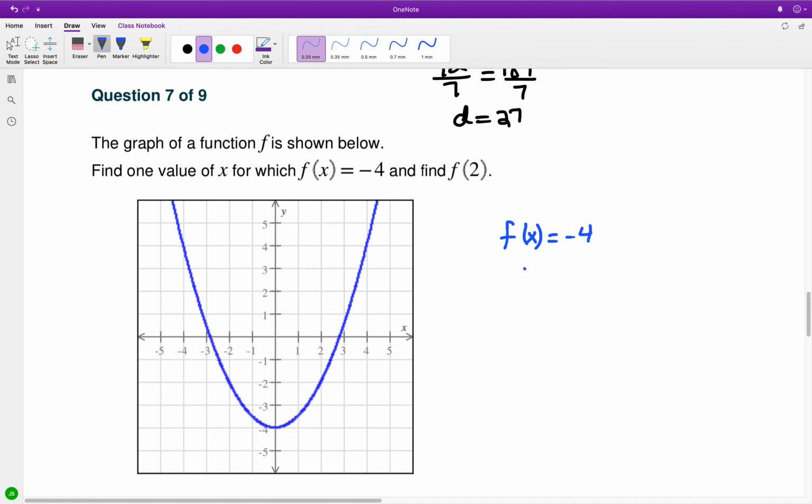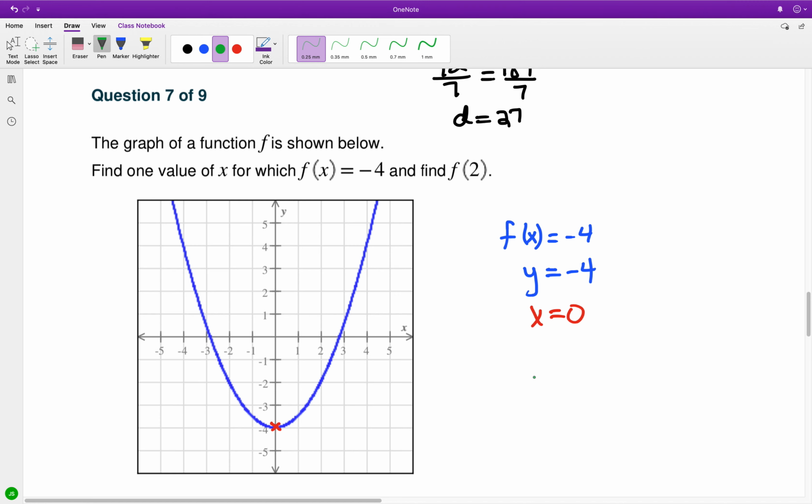And again, f of x is a functional notation for what we otherwise say is y is equal to -4. So for the case of y equal to -4, along the y-axis you have y at -4. And guess what? That's going to correspond to x is equal to 0.